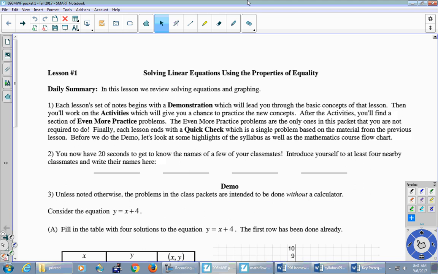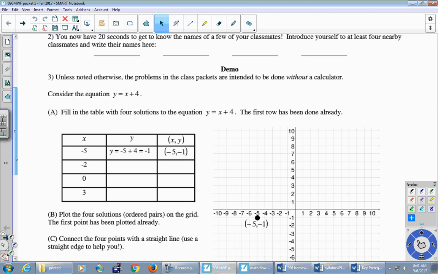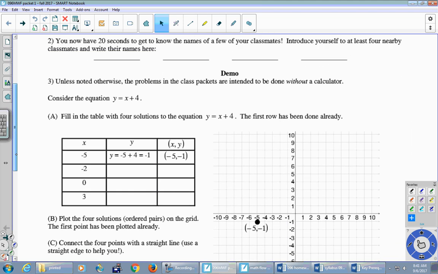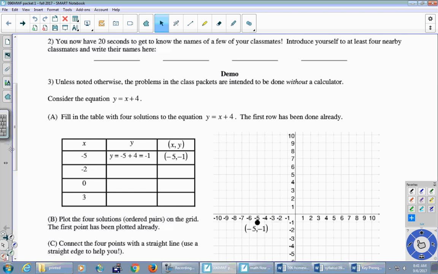Our summary, the math that we're going to do today. In this lesson, we review solving equations and graphing. For many of us, it's been maybe 3 months since we've done math, maybe more if you had some gap time. Some of you might have had a math class just a couple weeks ago in the summer session, but I'm guessing that there's some rust developed. So let's see if we can shake off some of that rust and review a little bit about solving equations and graphing.